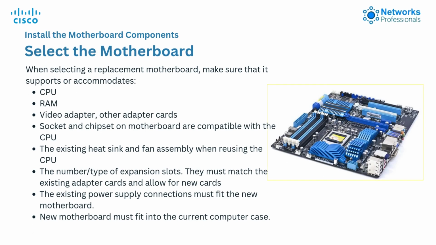Install the motherboard components. Select the motherboard. When selecting a replacement motherboard, make sure that it supports or accommodates the CPU, RAM, video adapter, and other adapter cards. The socket and chipset on the motherboard must be compatible with the CPU. The existing heatsink and fan assembly must fit when reusing the CPU. The number and type of expansion slots must match the existing adapter cards and allow for new cards. The existing power supply connections must fit the new motherboard. The new motherboard must fit into the current computer case.